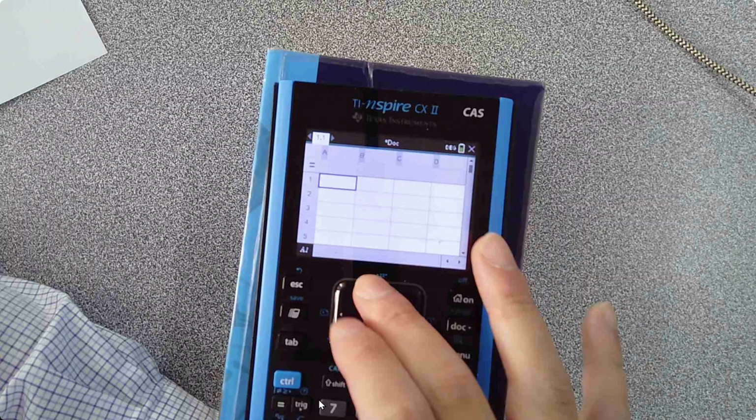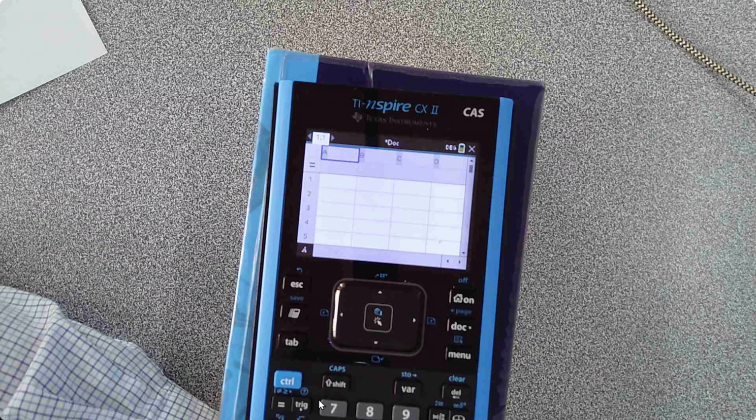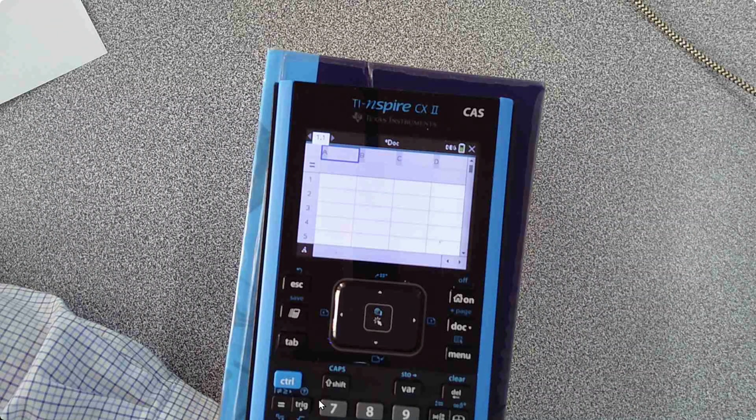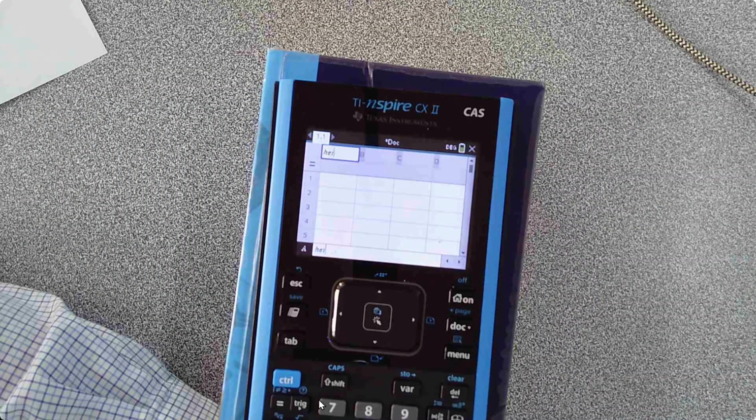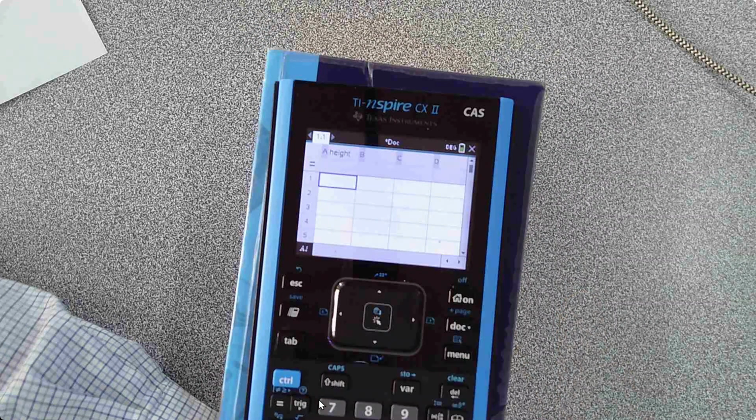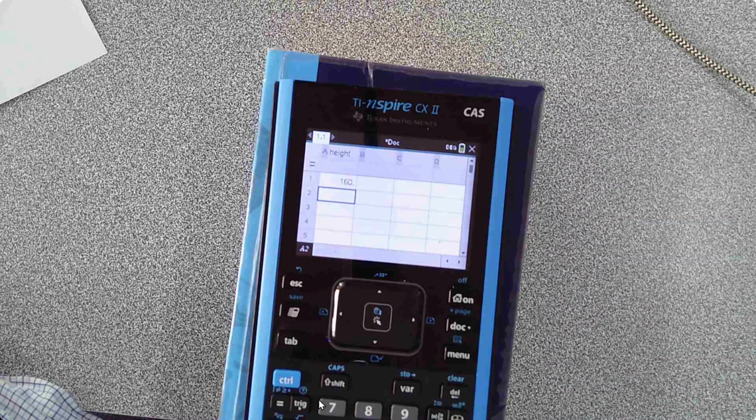As usual, we're going to give our data a name. It doesn't matter what name you give it. I'll call it height today. So once you've done that, I want you to type in a few numbers, 5 to 10 numbers. So I'll just type in 160, so some typical heights.